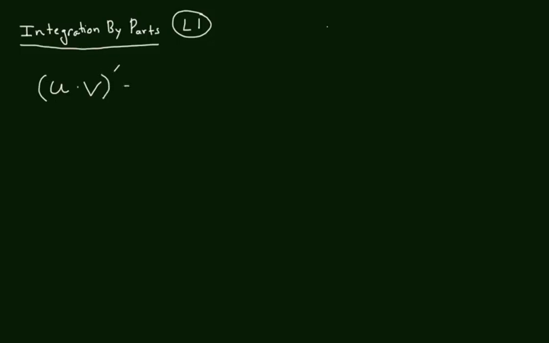Well, we can use the product rule. So we have first term times the derivative of the second plus the second term times the derivative of the first. Okay, pretty clear to see. Now let's integrate both sides.